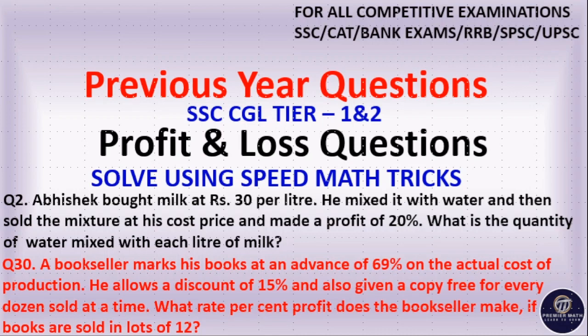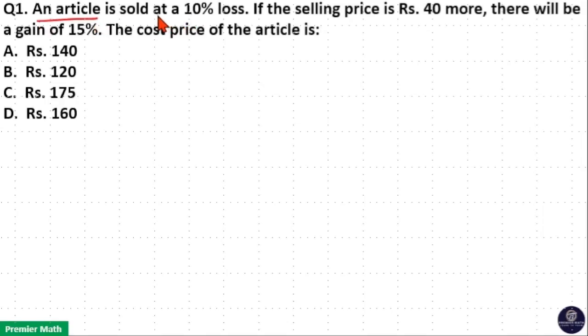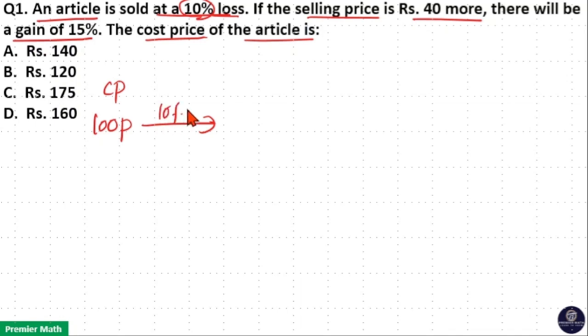Our first question is, an article is sold at 10% loss. If the selling price is rupees 40 more, there will be a gain of 15%. The cost price of the article is. Consider cost price of the article as 100 rupees or 100 parts. Now article is sold at 10% loss. So 10% loss means 90 part.